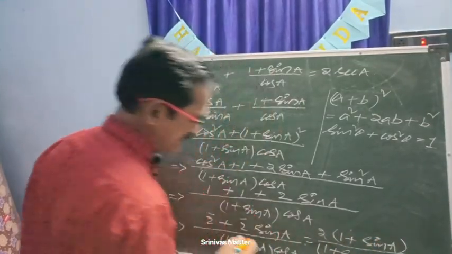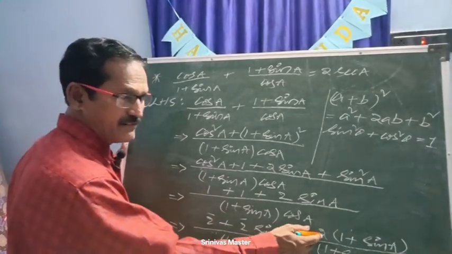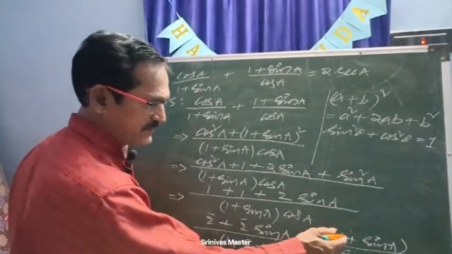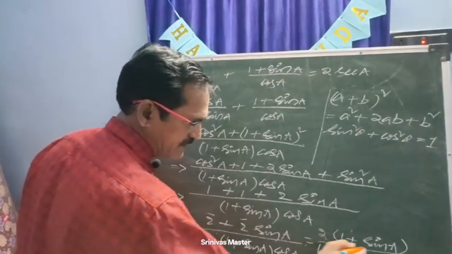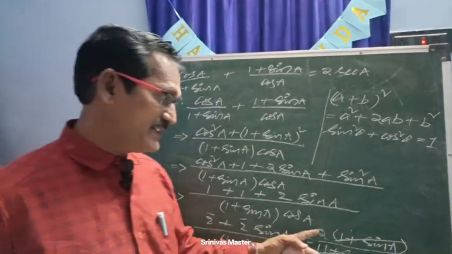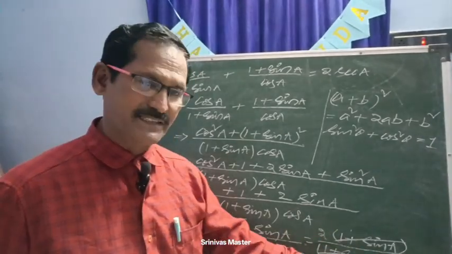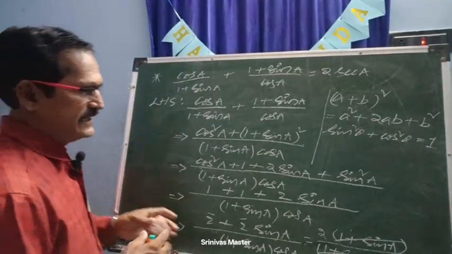So from 2 plus 2 sin A, when 2 is a common factor, the rest of the term is 1 plus sin A. See here, 1 plus sin A, 1 plus sin A, both are there, no? We can cancel 1 plus sin A. Then what is left here? 2 by cos A. Right? 2 by cos A.